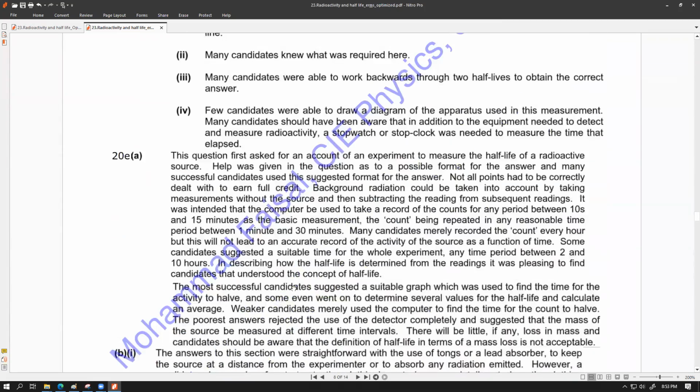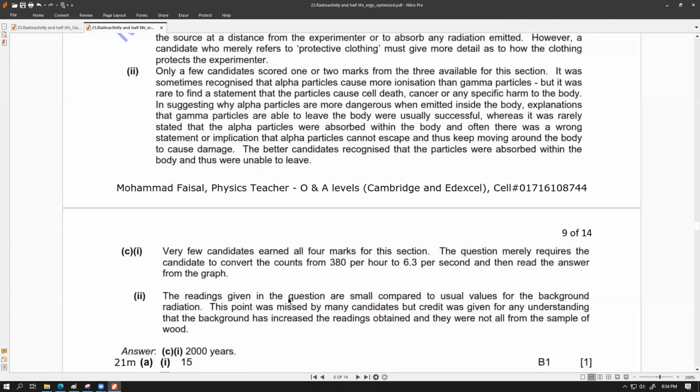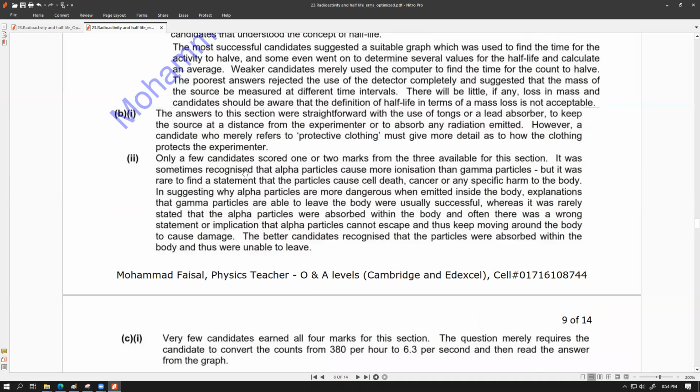Question number 20, mark scheme 9. We only have the examination paper, but that should be good enough. This was question number B3. So read this part, read the whole mark scheme. The answers to this section were straightforward with the use of tongs or a lead absorber to keep the source at a distance from the experimenter or to absorb any radiation emitted. However, a candidate who merely refers to protective clothing must give more detail as to how the clothing protects the experimenter. Okay, so lead must be mentioned, tongs must be mentioned. These are the two important required words.